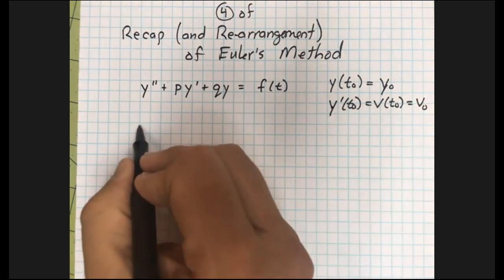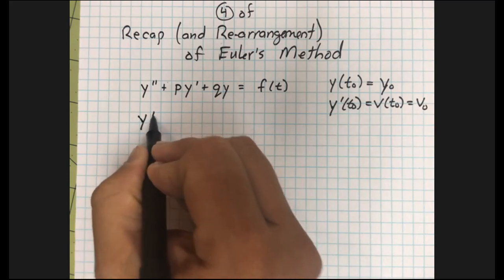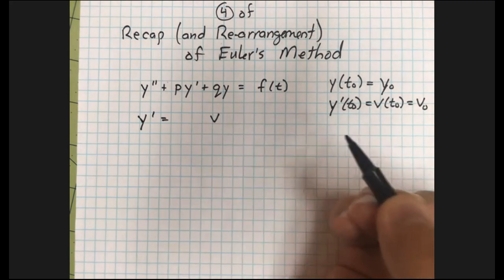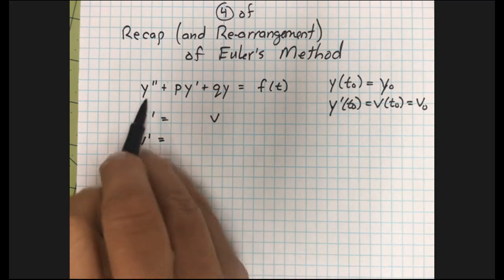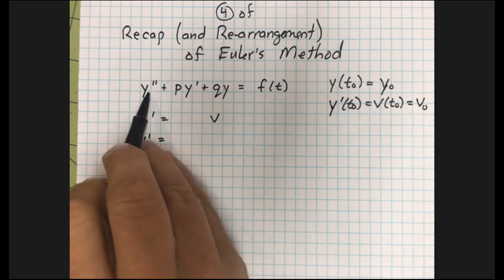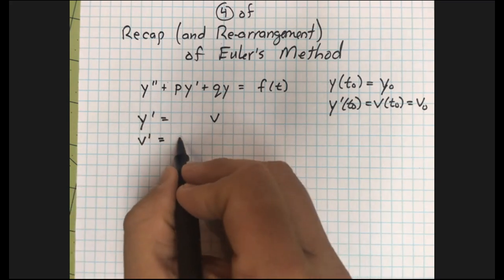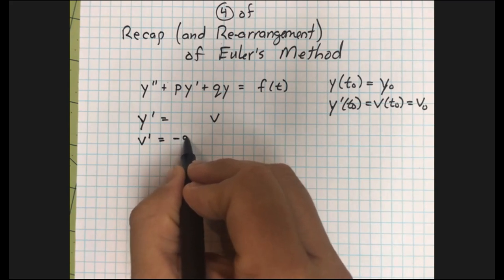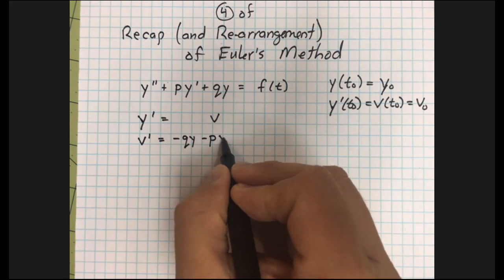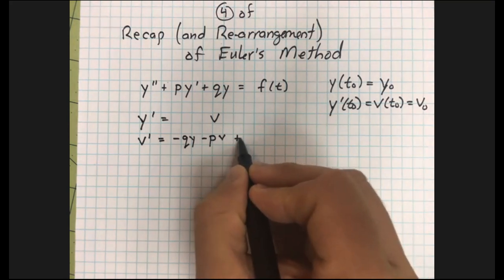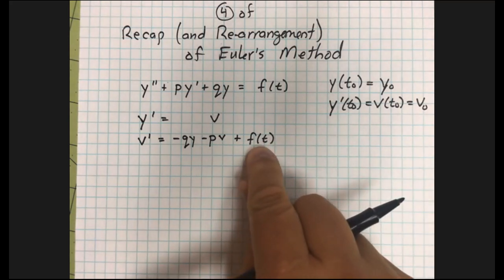We know we've made this variable switch. Let's let Y prime equal V, and then V prime is Y double prime. But if you solve for Y double prime, what would you have here? Minus QY minus PV plus f of t. So this f of t part is the non-homogeneous part.